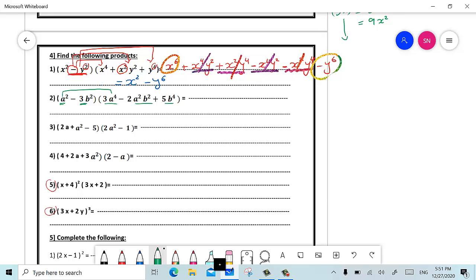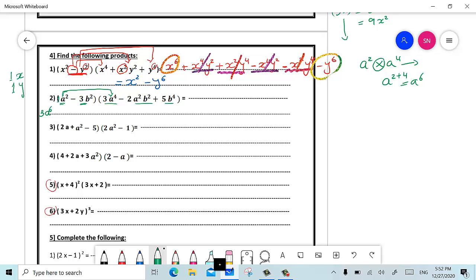Let's begin first with a squared and multiply it by 3a to the power of 4. And again, when I am multiplying, I multiply the coefficients. Here I don't have a coefficient, so it is 1. And remember, any variable without a coefficient before it means that my coefficient is 1. So 1 times 3 is equal to 3. And a squared times a to the power of 4, I am multiplying here, so I add the powers. I will have a to the power of 2 plus 4, which is equal to a to the power of 6. So here I will have 3a to the power of 6.